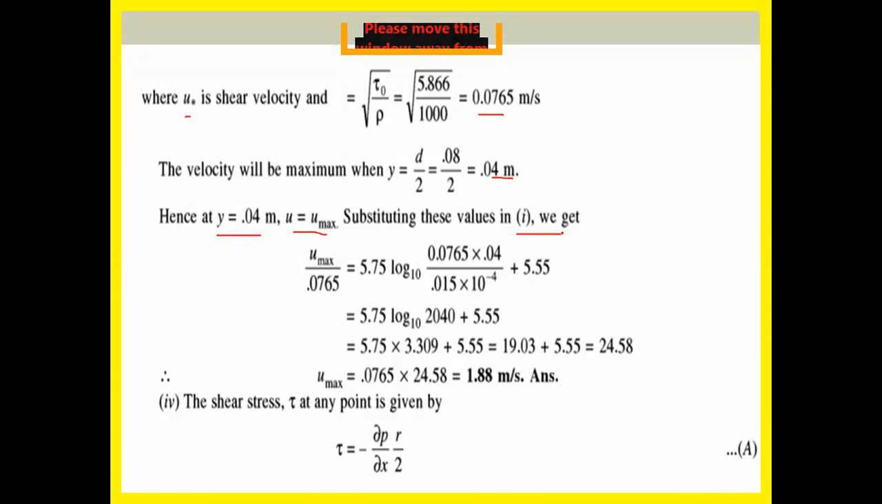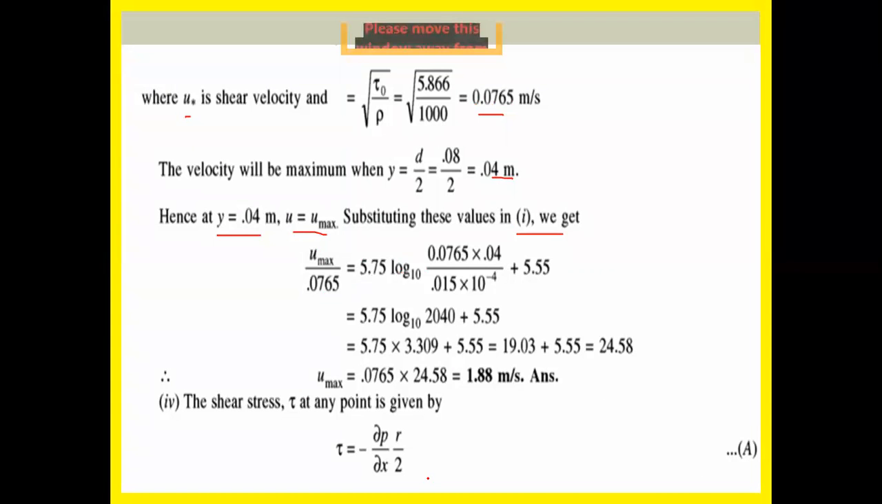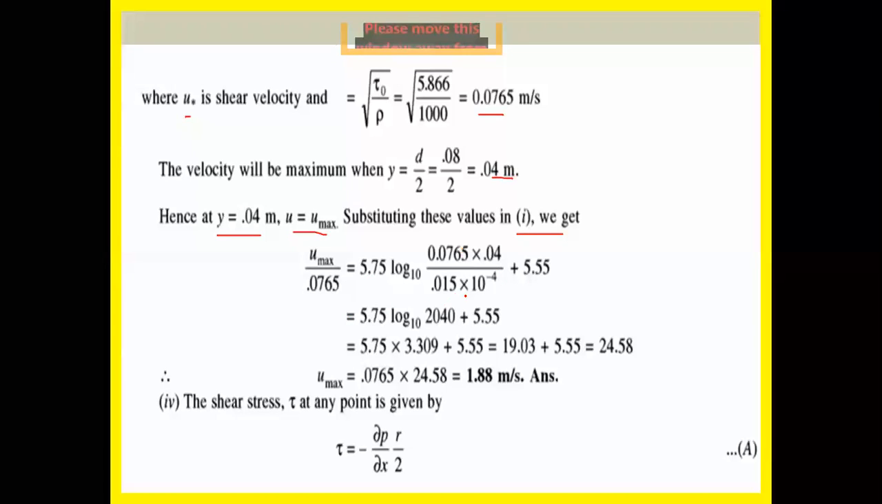Substituting values in equation 1, u max by u star, where u star is the shear velocity, u max by shear velocity is equal to 5.75 log 10 of u star into y by v, that is 0.0765 into 0.04 divided by v, plus 5.55. Then start doing the simplification. 5.75 log 10 of the value, when you calculate, plus 5.5.